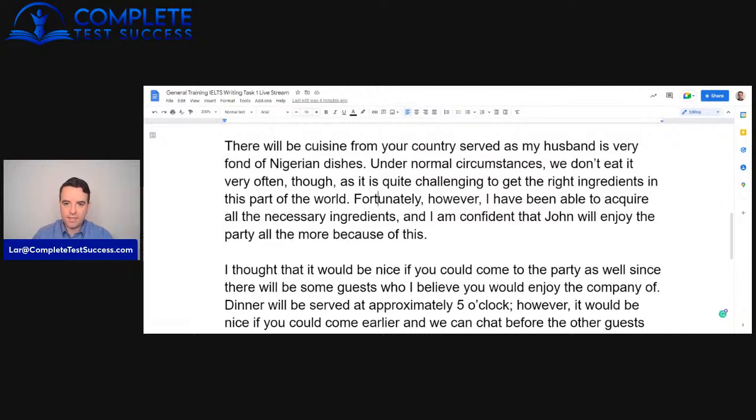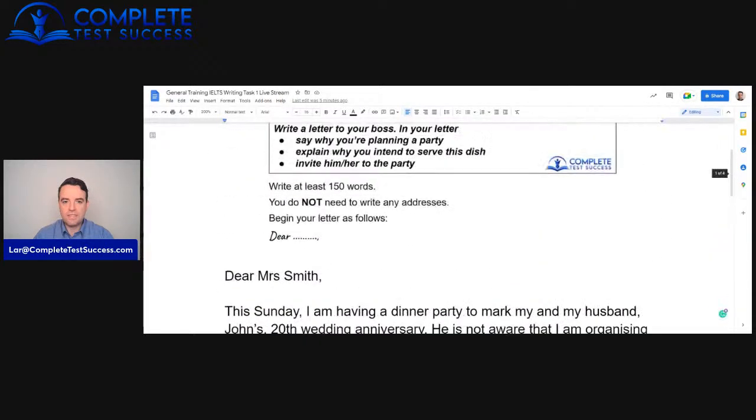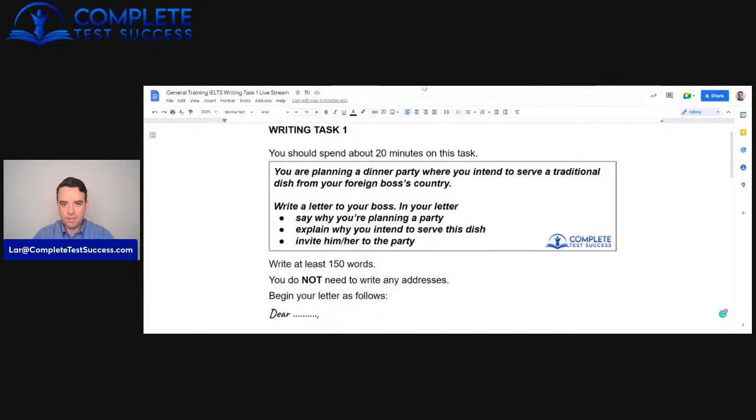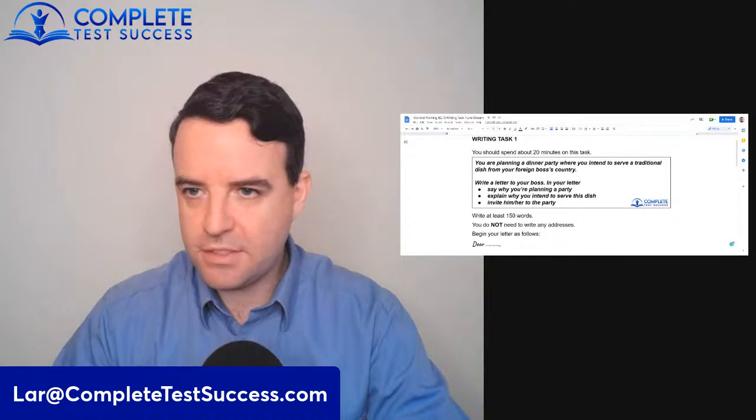So it is important to stay on topic, and notice as well that I have all formal vocabulary because it's a formal letter to my boss. Under normal circumstances, we don't eat it very often though, as it is quite challenging to get the right ingredients in this part of the world. Fortunately, however, I have been able to acquire all the necessary ingredients, and I am confident that John will enjoy the party all the more because of this. So again, we've addressed the second prompt and we have fully developed our answer. Okay, so let me just pop back in here and see if anyone has any questions.